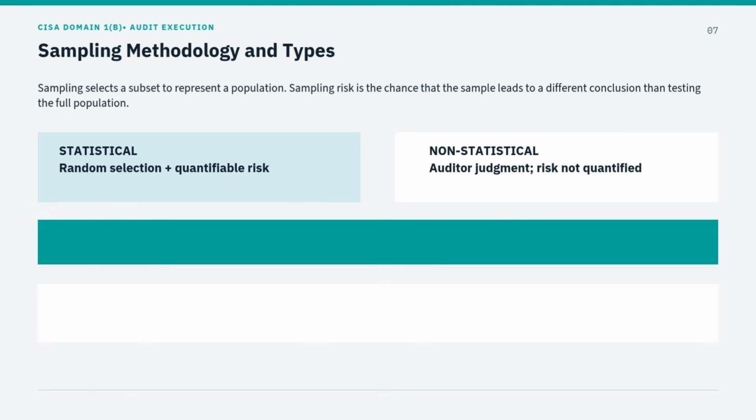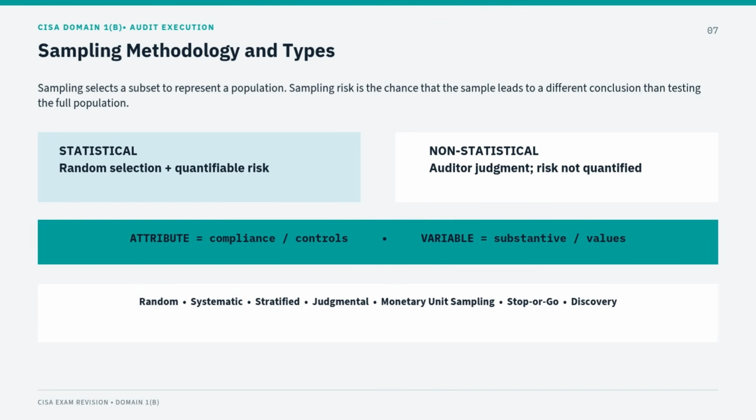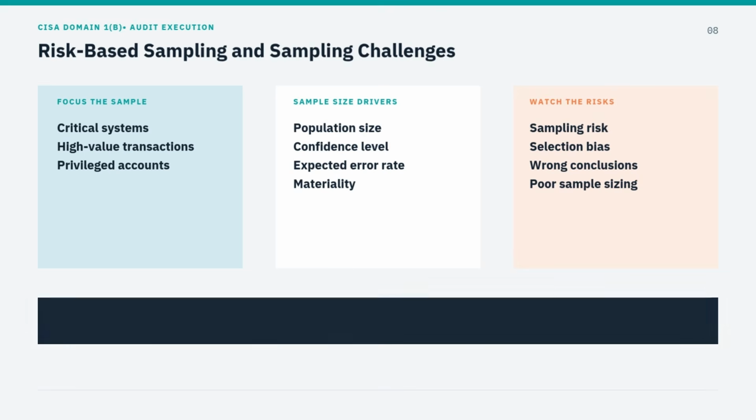Sampling methodology. Sampling allows auditors to test a representative subset instead of the entire population. Statistical sampling provides quantifiable sampling risks while non-statistical sampling relies more on professional judgment. For the exam, remember, attribute sampling generally relates to controls, while variable sampling relates to substantive testing.